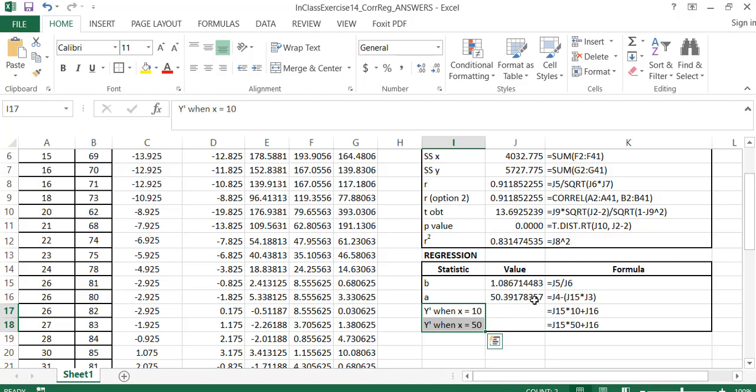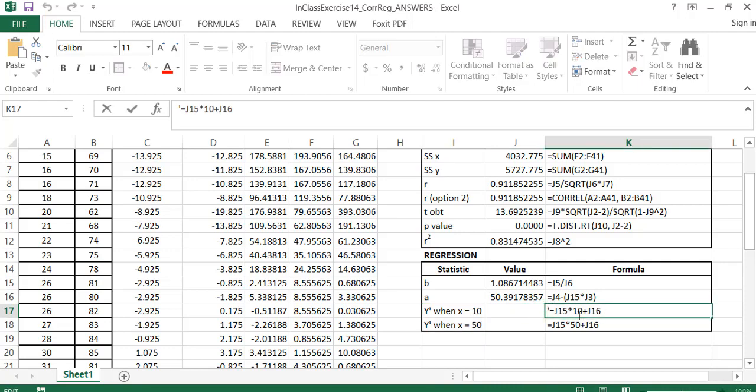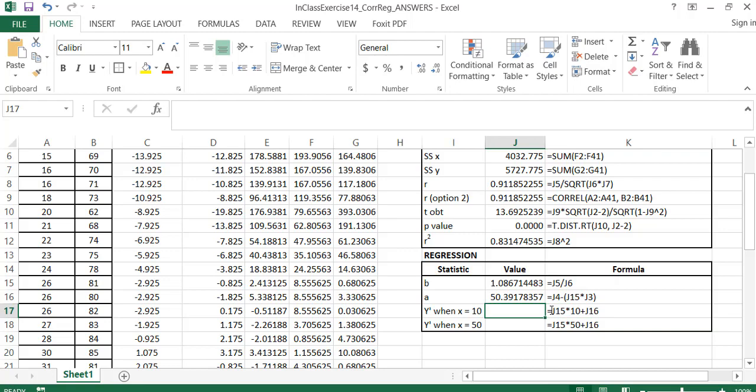So to calculate this, we are going to now take the information that we have at J15 and J16, and we are going to multiply that by 10, 10 being x. So we say, all right, take the slope at J15, multiply by our x of interest, and that is the number that we provide to the formula. So when x is 10, what do we expect the value on y will be? And then, of course, we need to add in that intercept. So we're going to add in J16. And then we're going to do the same basic thing for the next, except we just have to change x. So whatever our x of interest is, we change that. The formula stays the same.